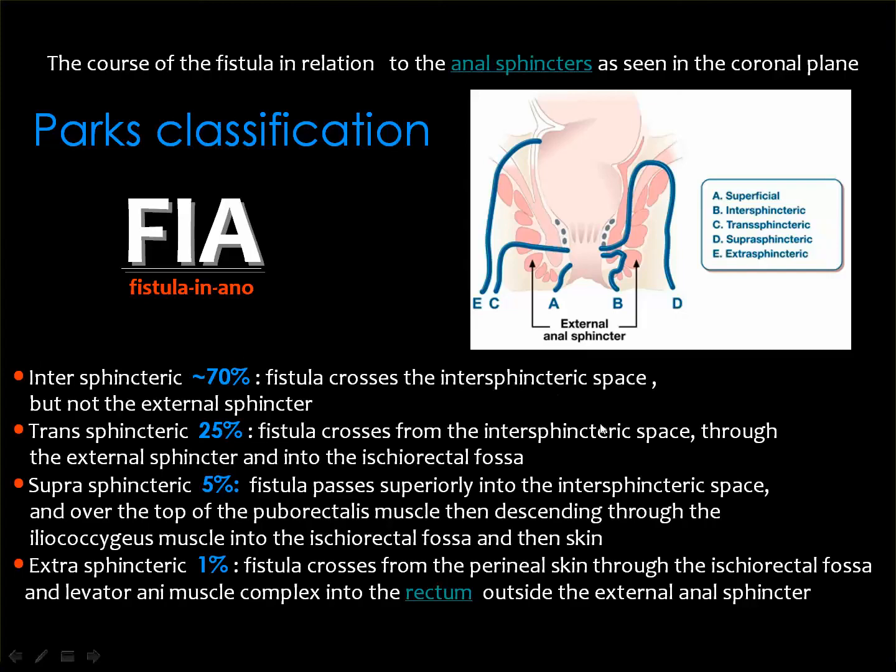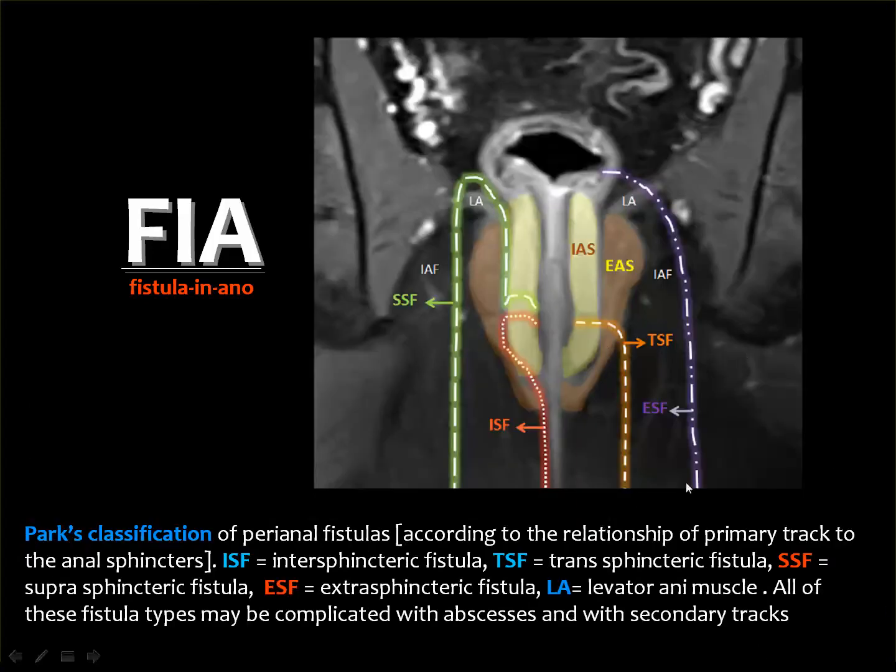Then we have the extrasphincteric, which is a fistula tract connecting the skin to the rectum. It has no relation to the anal canal. And this is the rarest type, where you have an opening on the skin, and if you follow this opening, you go directly above the levator, then into the rectal wall. And this is the Parks classification of the anal fistulae.